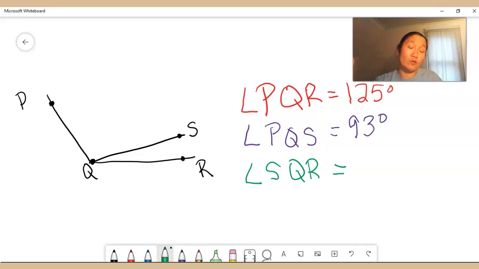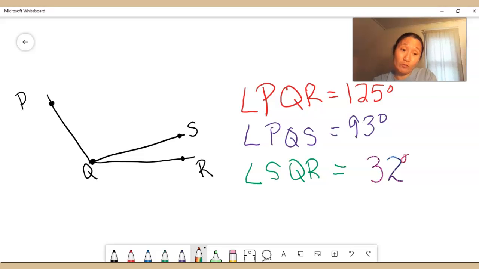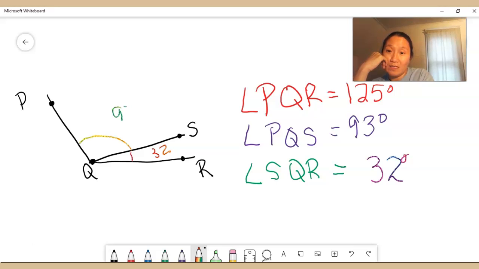So if you take 125 and subtract off 93, well, you are going to get, 5 minus 3 equals 2. 12 minus 9 equals 3. So this will be 32 degrees. So the angle for SQR is going to be 32 degrees. And then the angle here, I already gave you, that's 93 degrees. And then both of them all together, 93 plus 32 should give you your 125.